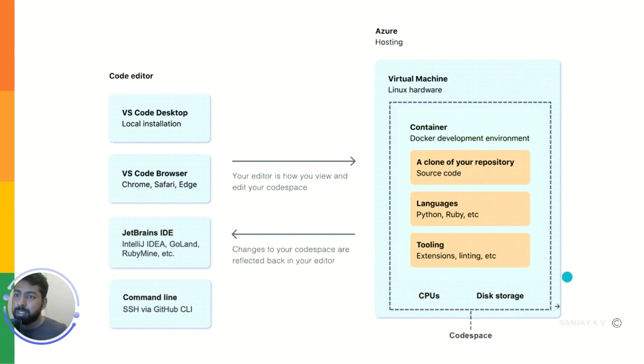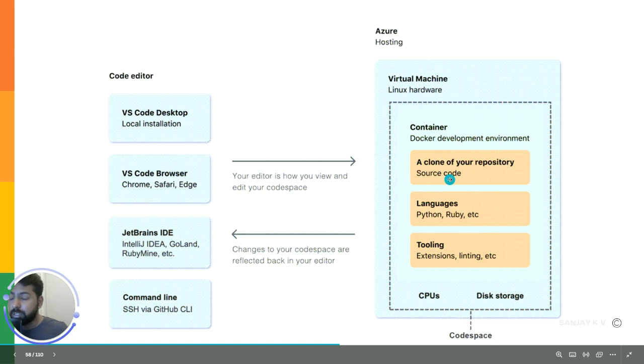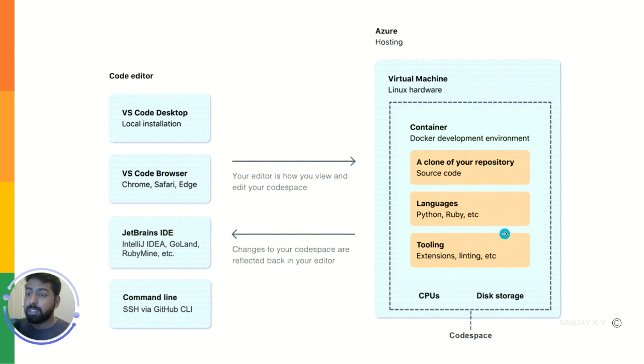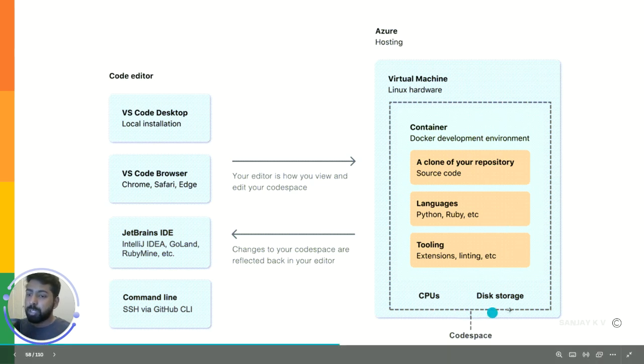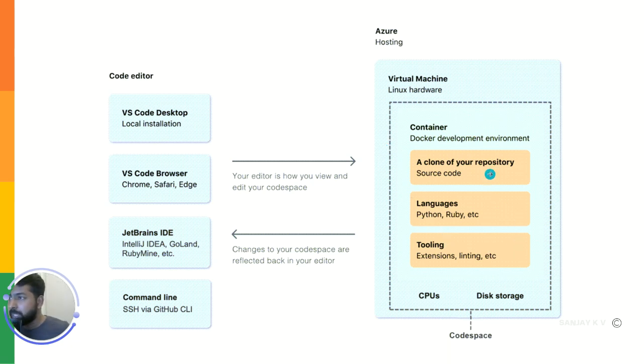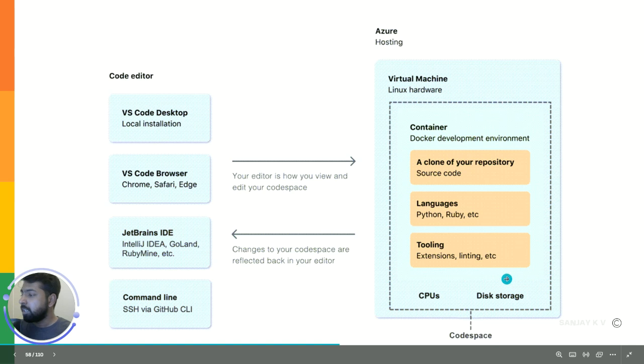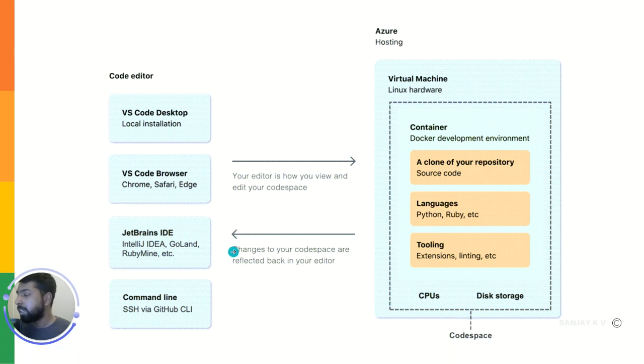So this is what happens in the container. Inside the Docker container, they will clone your source code. They will select the language which you're using. They will use the extensions and everything. They will allocate a CPU and disk storage, and all this will happen in a virtual machine on Linux hardware. This will simultaneously communicate with you in the command line or Visual Studio. And this is all happening in Azure hosting. And you have a code editor where you can directly view and do those things. So rebuild, everything happens over here. So that's what really happens when you run a Codespace.